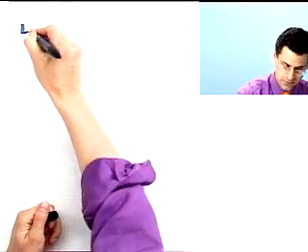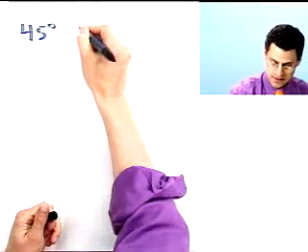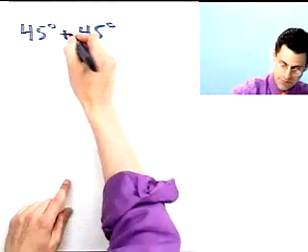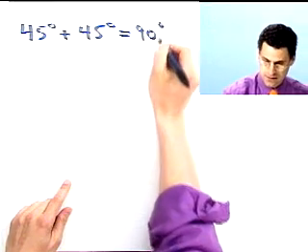Sometimes we can take a look at two positive angles and ask if they come together and make something nice. In particular, we say that two positive angles are complementary if, when you add up their angle measures, they equal 90 degrees. So, for example, 45 degrees and 45 degrees would be complementary angles because if you add them up, you get 90 degrees.